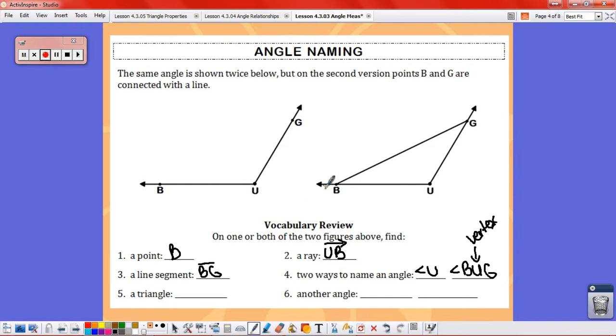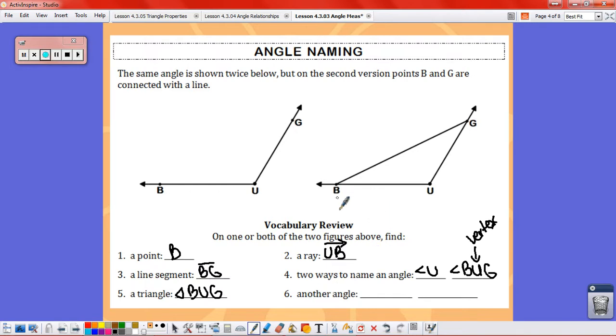Triangle. Well, there's triangle BUG. So it's an angle when we put the angle sign in front, but it's a triangle when we put the triangle sign in front. And I could have started anywhere. I could have said triangle UGB or triangle GBU. It doesn't matter.